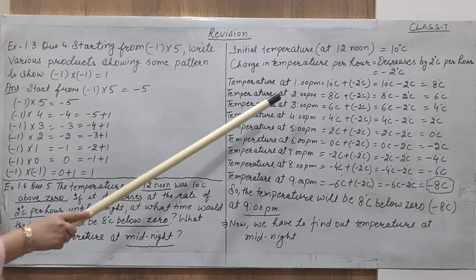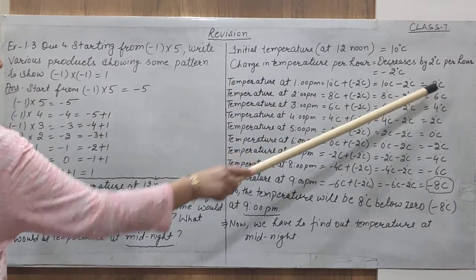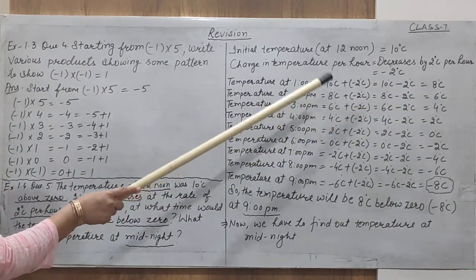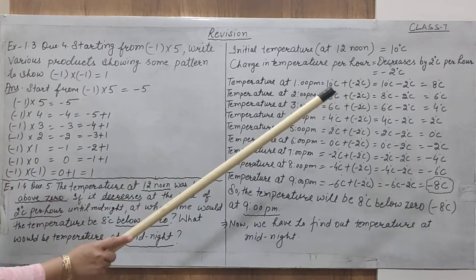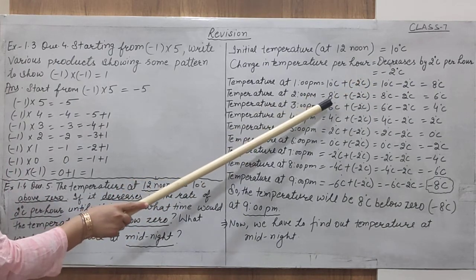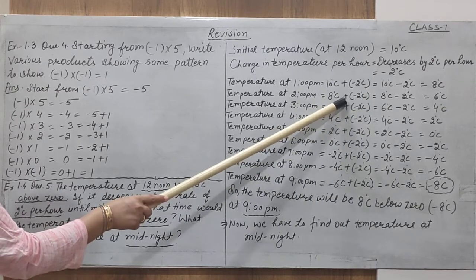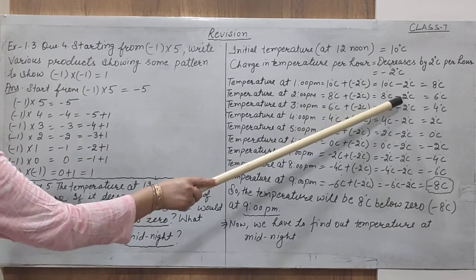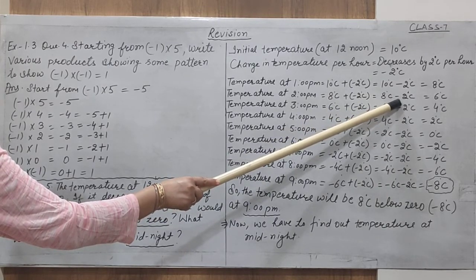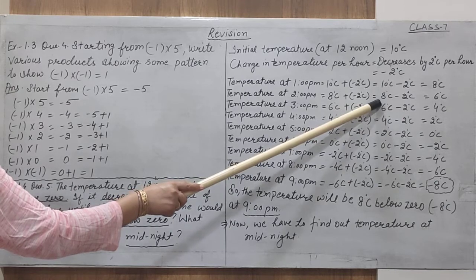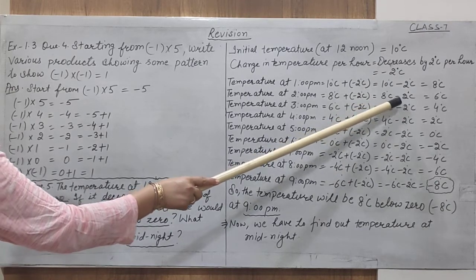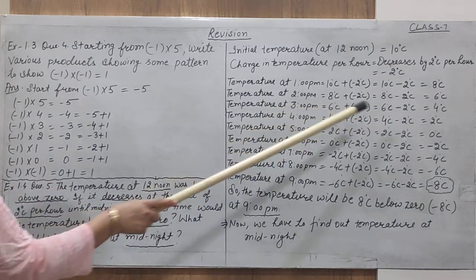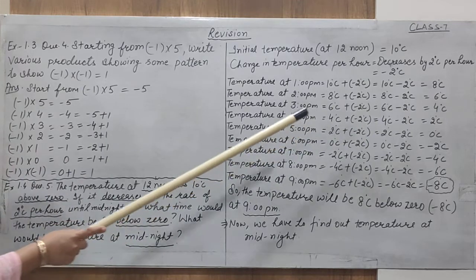Alright, now the final temperature at 1 pm is 8 degrees Celsius. Now start from this, after 1 hour, temperature again decreases by 2 degrees Celsius. So the total temperature is 8 degrees Celsius plus minus 2 degrees Celsius. Plus minus is multiplied, gives us a negative sign. So plus 8 degrees Celsius is the temperature at 1, and after a decrease of minus 2 degrees Celsius, the temperature at 2 pm is 6 degrees Celsius.